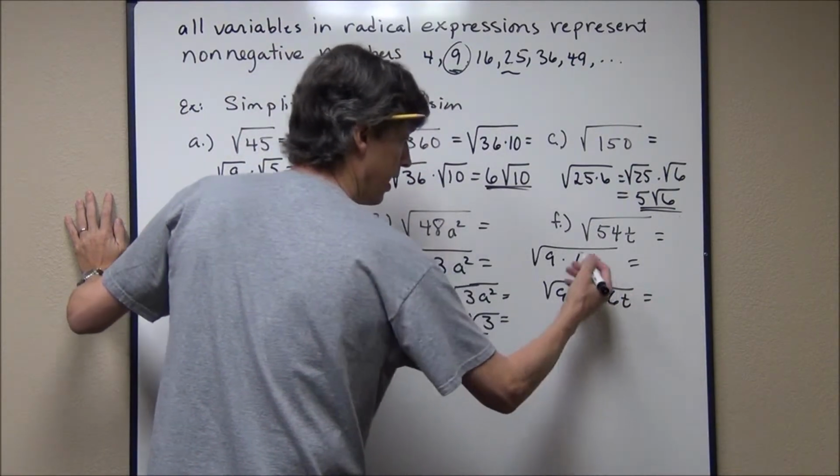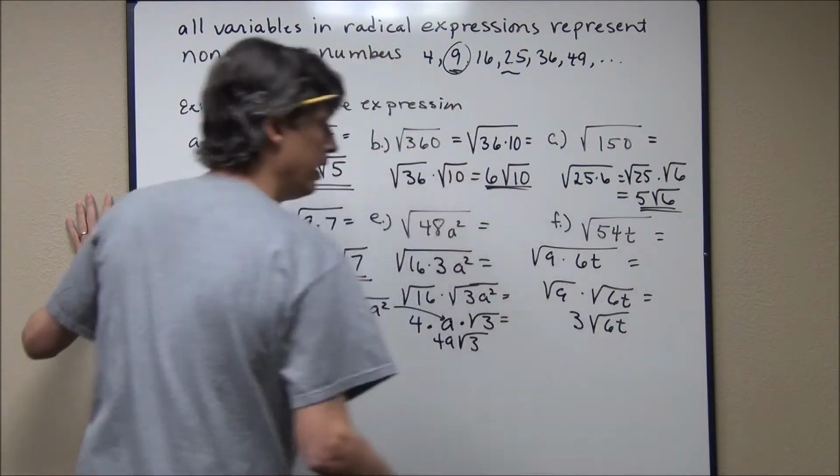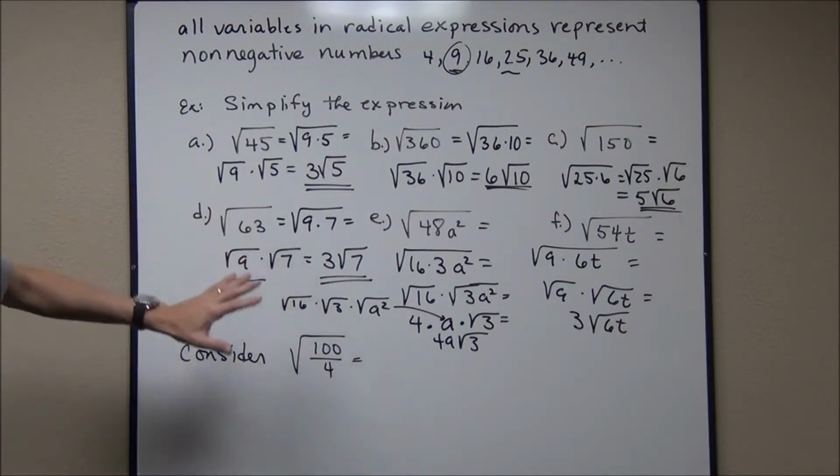and we know now that the square root of 9 is equal to 3 times the square root of 6t. There's nothing you can do with the variable in that case because it's to the first power, it's not a perfect square. Now with that comes the fractions.